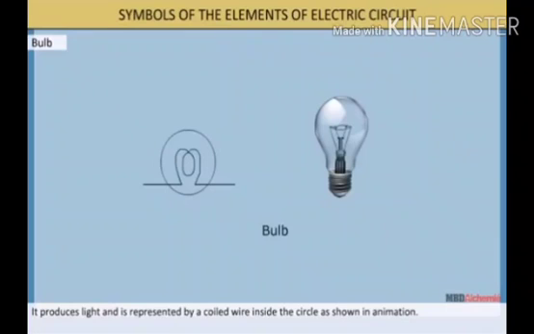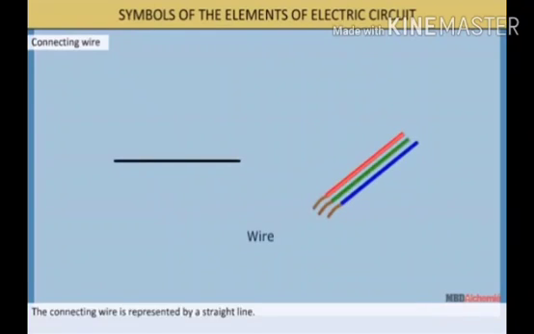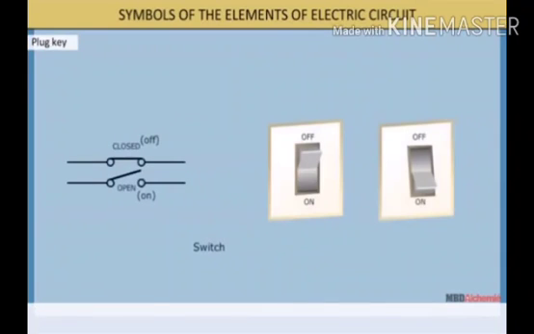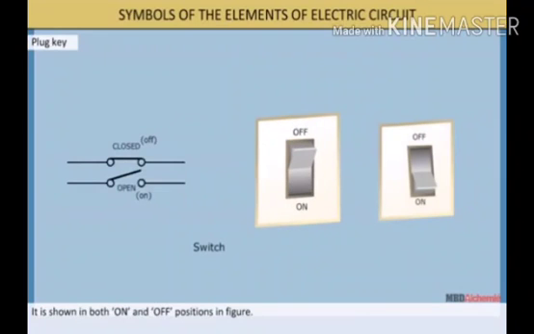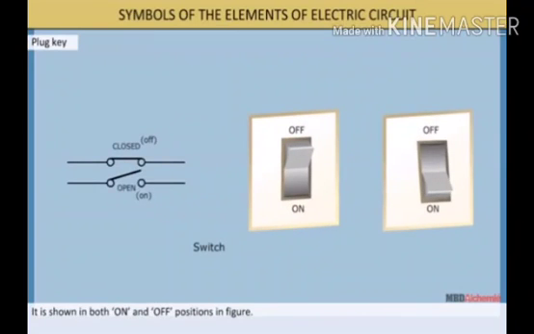Bulb. It produces light and is represented by a coiled wire inside the circle as shown. Connecting wire. The connecting wire is represented by a straight line. It is usually made of copper and provided with insulation. Plug key. A plug key is an electric switch. It is shown in both on and off positions in the figure.